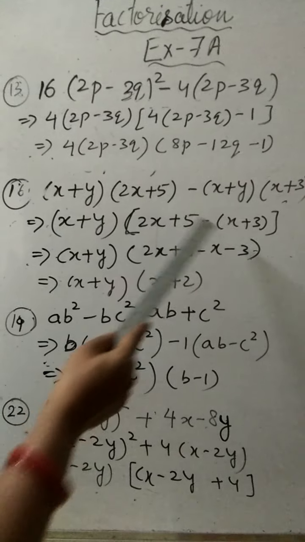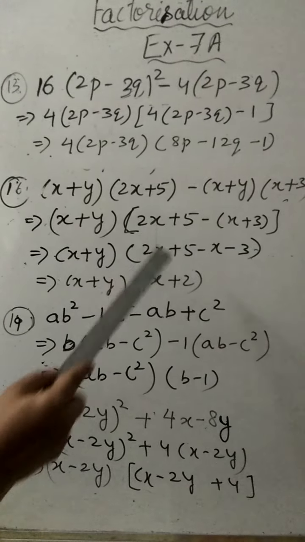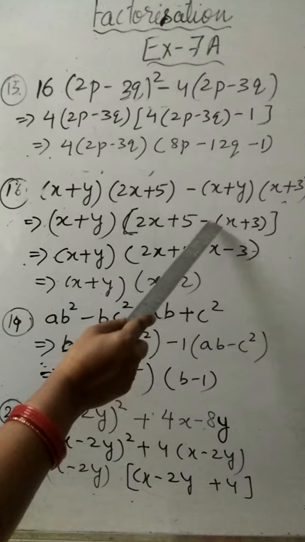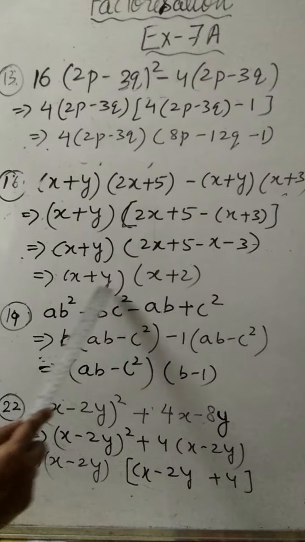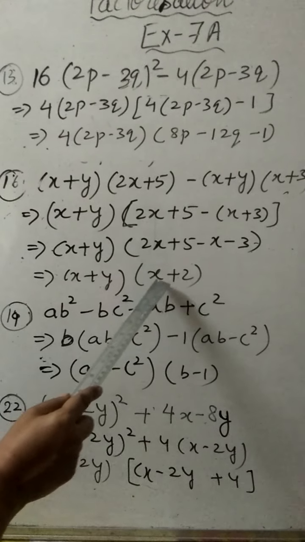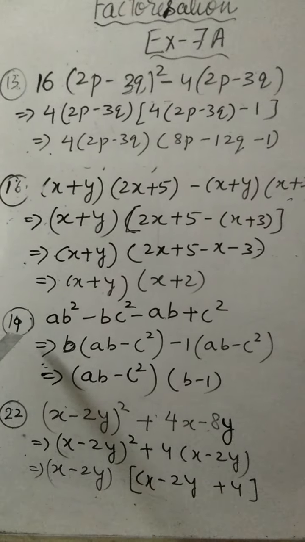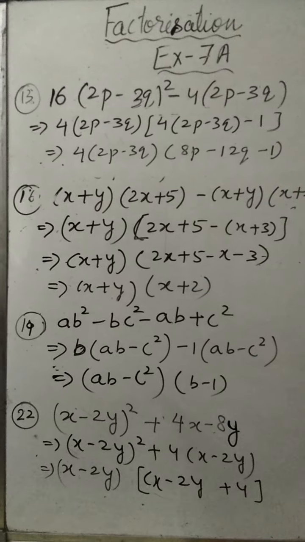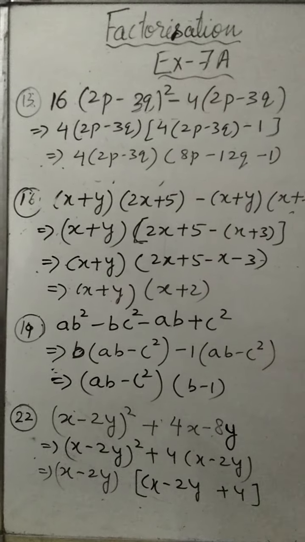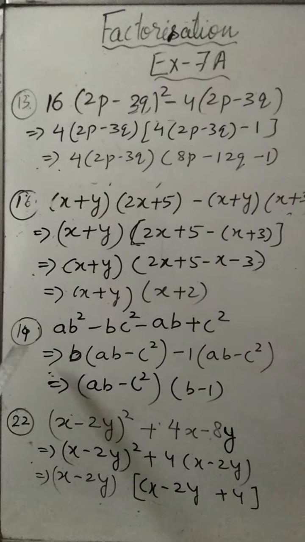In the next step you have to open the bracket and simplify. When you open the bracket, minus x and minus 3, then solve this one. So the final answer will be (x plus 5) into (x plus 2). And number 19, question number, I have selected all different types of questions so that it will be helpful for you to solve the whole exercise.